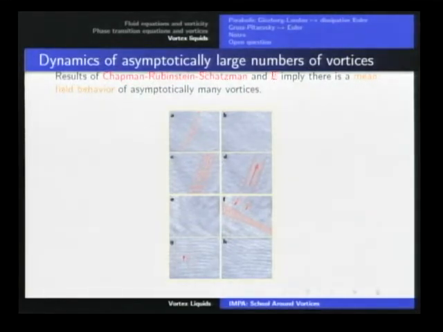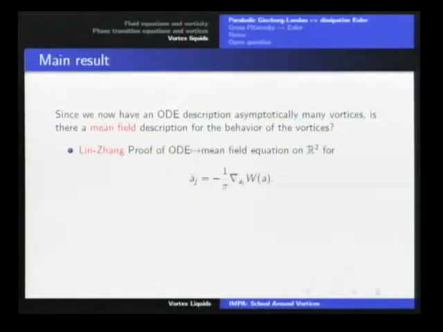And so there were some results by Chapman, Rubinstein, and Schatzman, and by E in the 90s that imply, by some formal arguments, that there's a mean field behavior for these equations, for these vortices. Just as in the point vortex method, there is some sort of collective behavior of these point vortices. Now you can ask what happens in superconductors and superfluids when there are large numbers of vortices. So we have an ODE description for finitely many vortices, but is there a mean field description for the number of vortices as they get bigger and bigger?